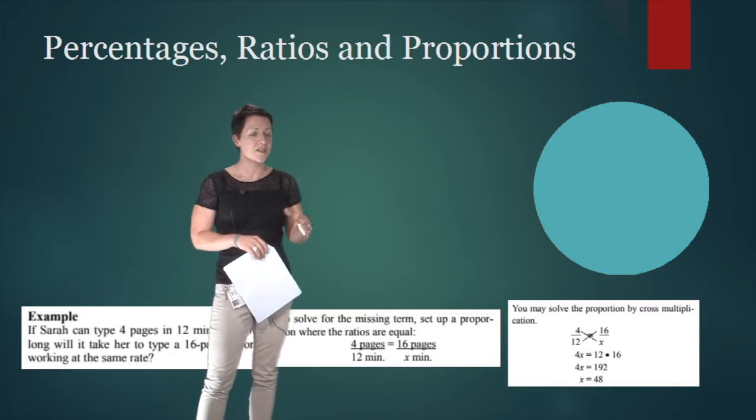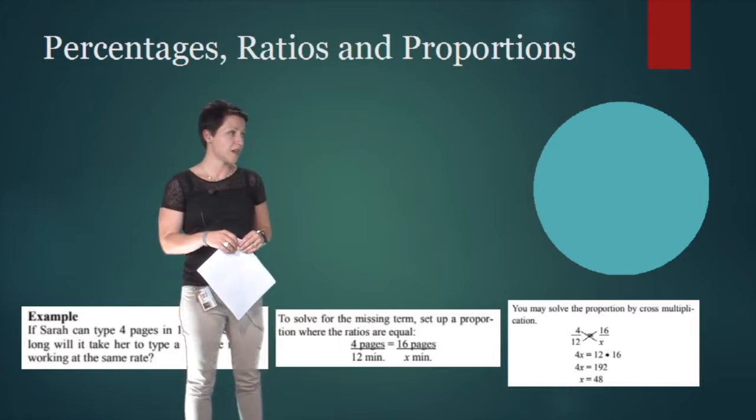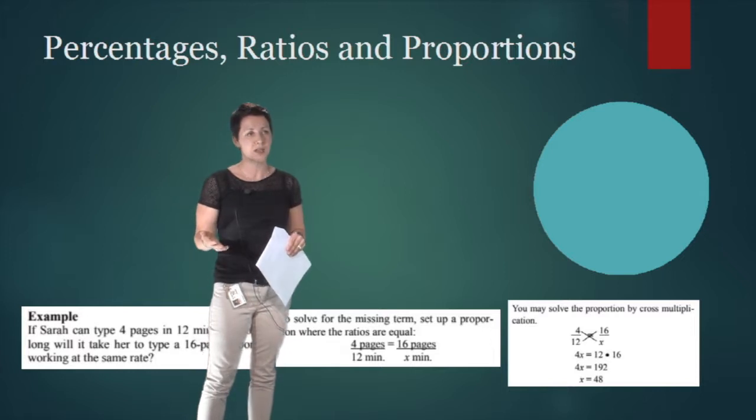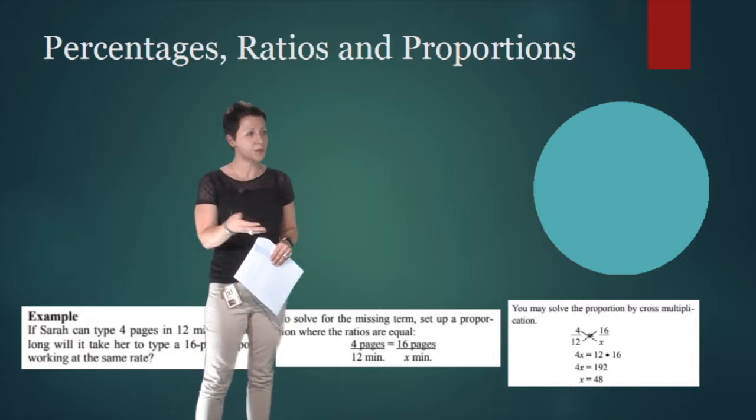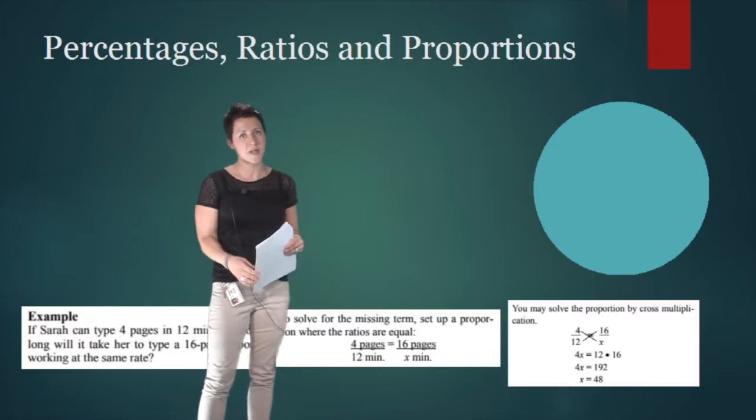So ratios lead us to proportions. That's where we take 2 ratios and we compare them with an equal sign. So proportions are what we love because we always want to cross multiply. On a proportion, you set 2 fractions equal to each other, and then you just cross multiply and solve.